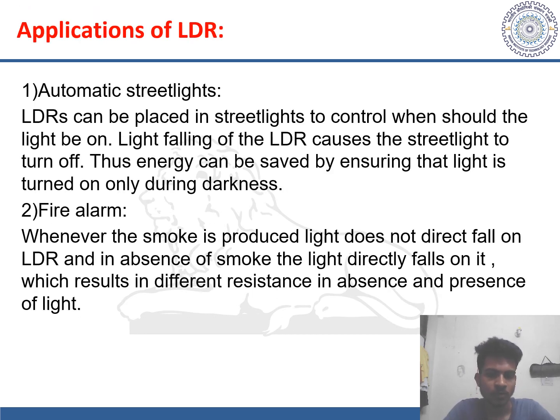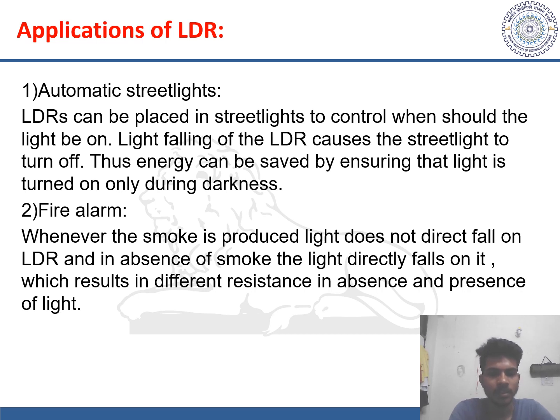Now we will see the two most widely used applications of LDR. The first one is the application in automatic street lights. What we want here is for the street light to work only at night or in the evening, whenever there is darkness. This can be done by placing LDRs in street lights, and whenever light is detected through the LDR, that street light gets turned off. This way we can save a huge amount of energy.